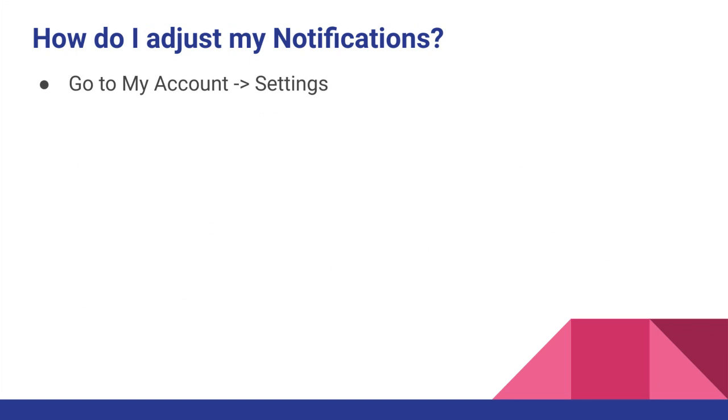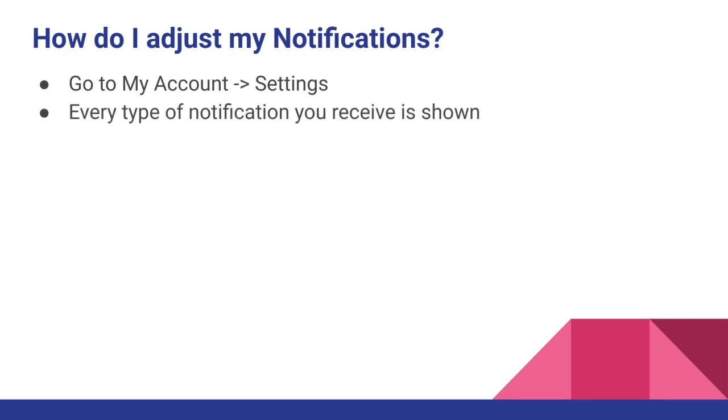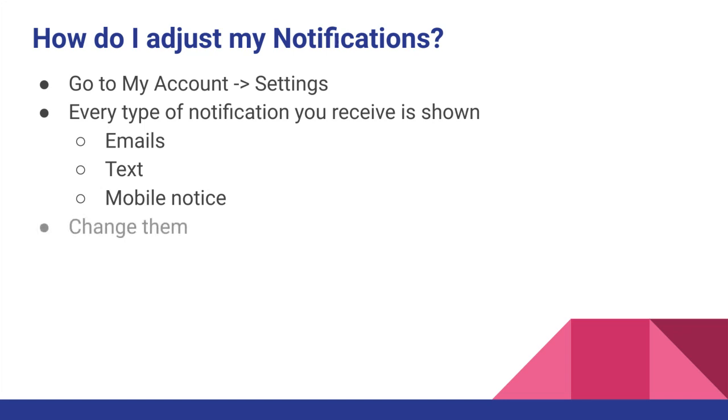You go to My Account, Settings, and for every type of notification you receive, you could decide, how do you want to be notified? Do you want to get an email? Do you want to get a text? Do you want a mobile notice? And you can change them.